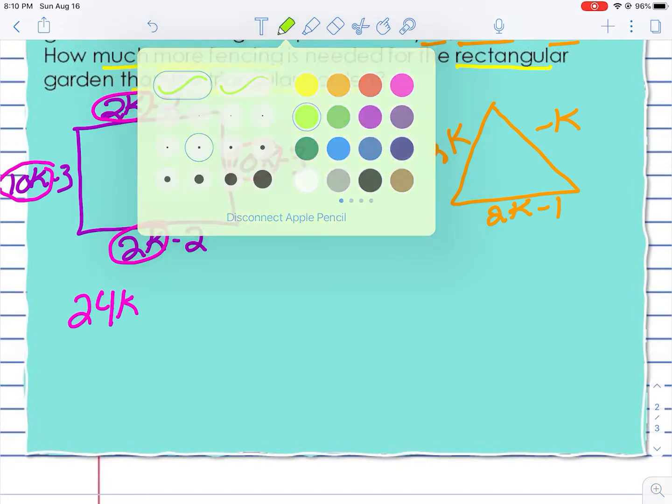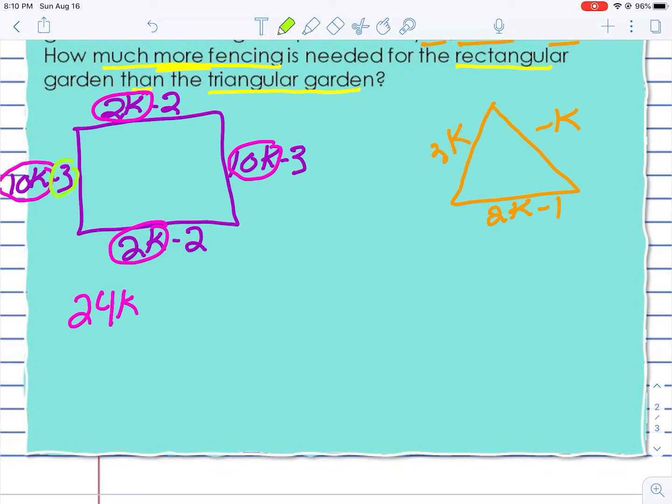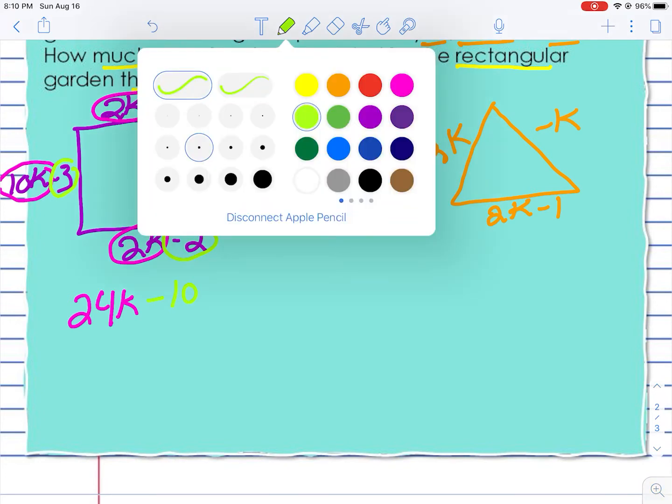Okay, different color. I have a negative 3 plus a negative 2. And remember, you can pull your calculator out for this. Negative 3 plus negative 2 is negative 5. Plus another negative 3 is negative 8. Plus another negative 2 is negative 10. There's my perimeter for my rectangle. How fast was that? I mean, really, how fast was that? We did that so quickly.